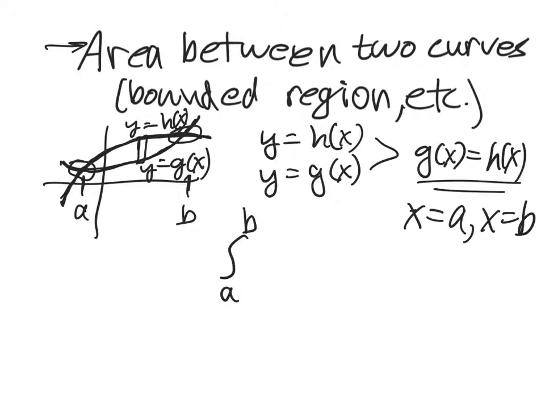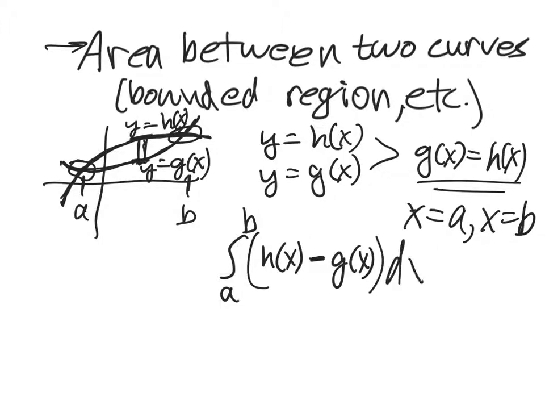Okay, we can take a little slice or a local estimate, or turns out to be the top minus the bottom, so whatever h of x is minus whatever g of x is, and that'll calculate that, and that finds your area between those two curves.